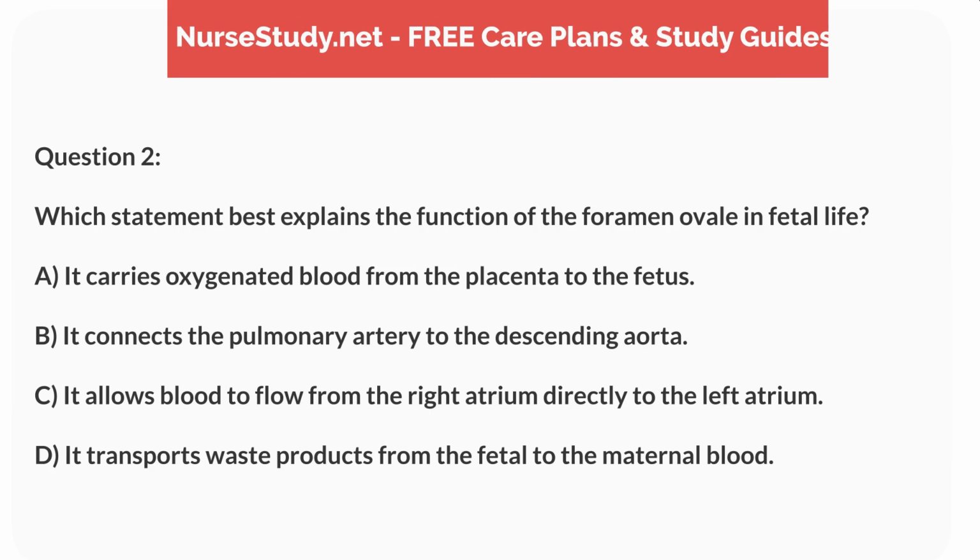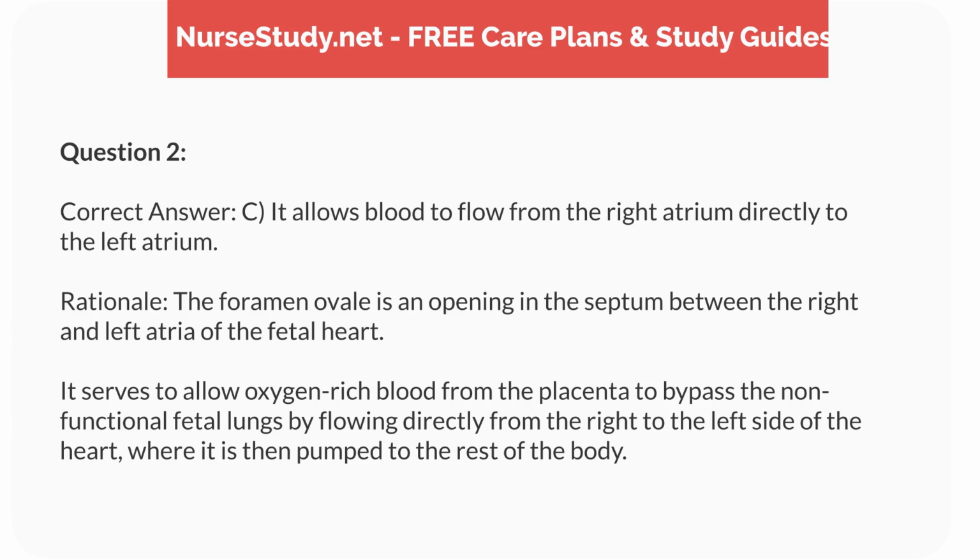Question 2. Which statement best explains the function of the foramen ovale in fetal life? A. It carries oxygenated blood from the placenta to the fetus. B. It connects the pulmonary artery to the descending aorta. C. It allows blood to flow from the right atrium directly to the left atrium. D. It transports waste products from the fetal to the maternal blood. Correct answer: C. It allows blood to flow from the right atrium directly to the left atrium.